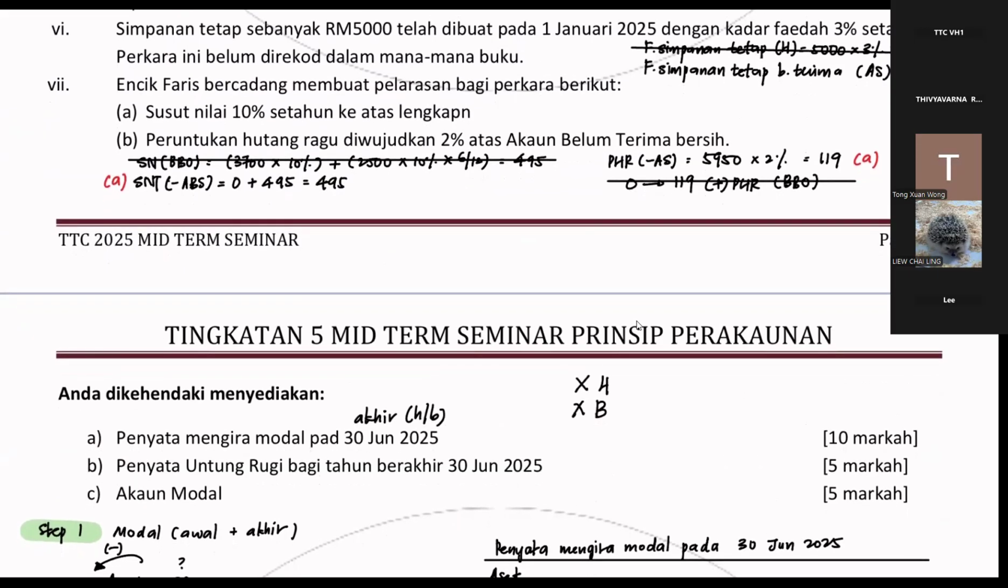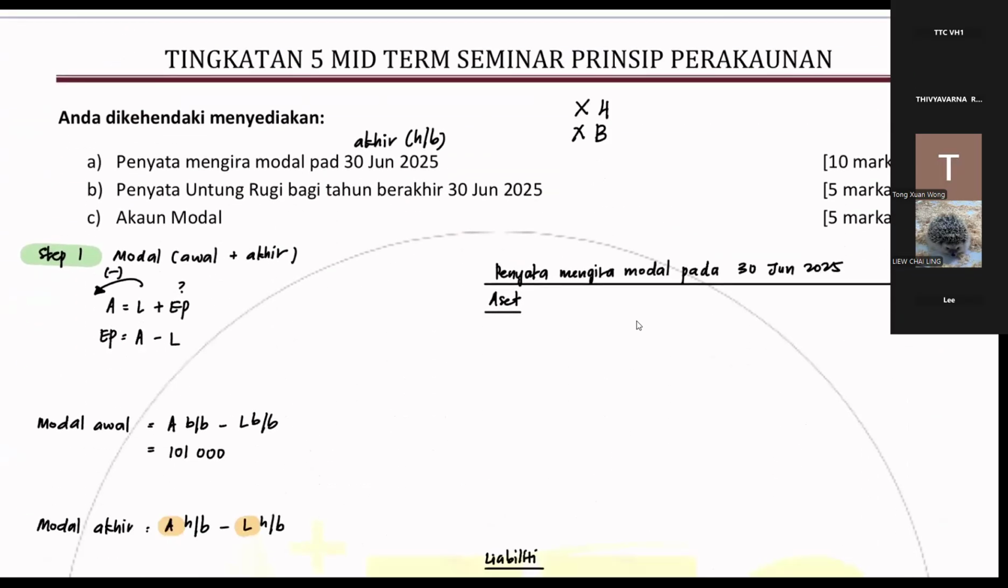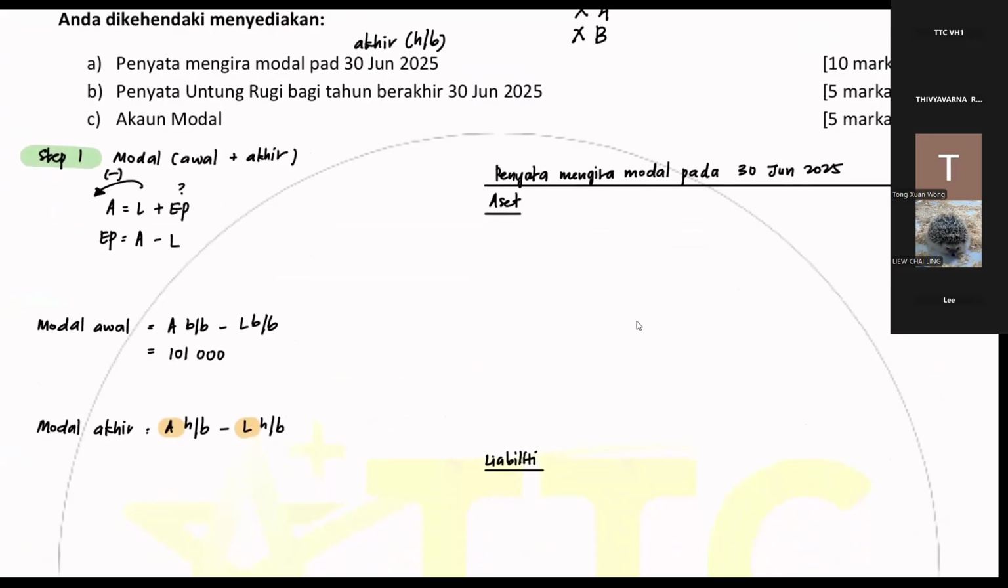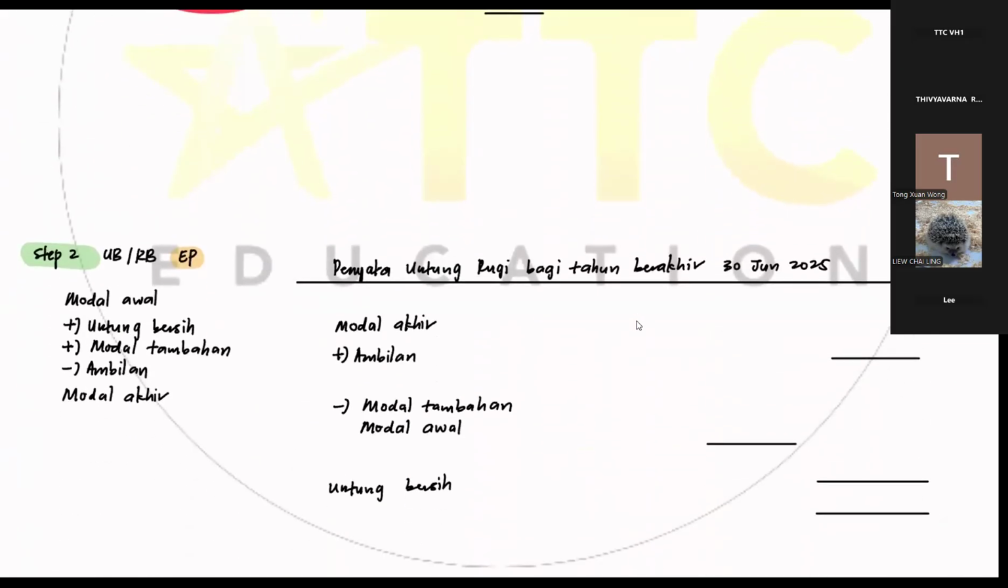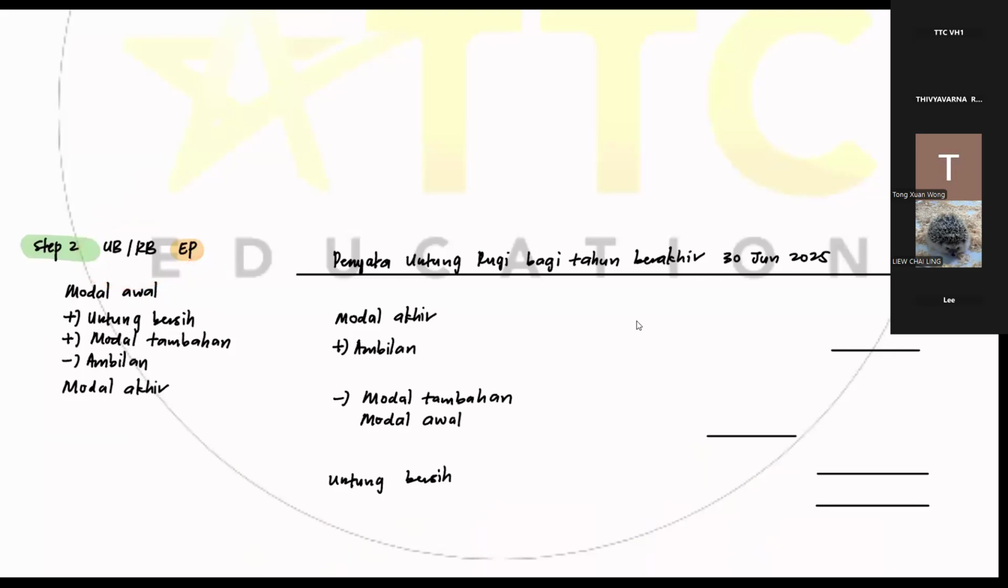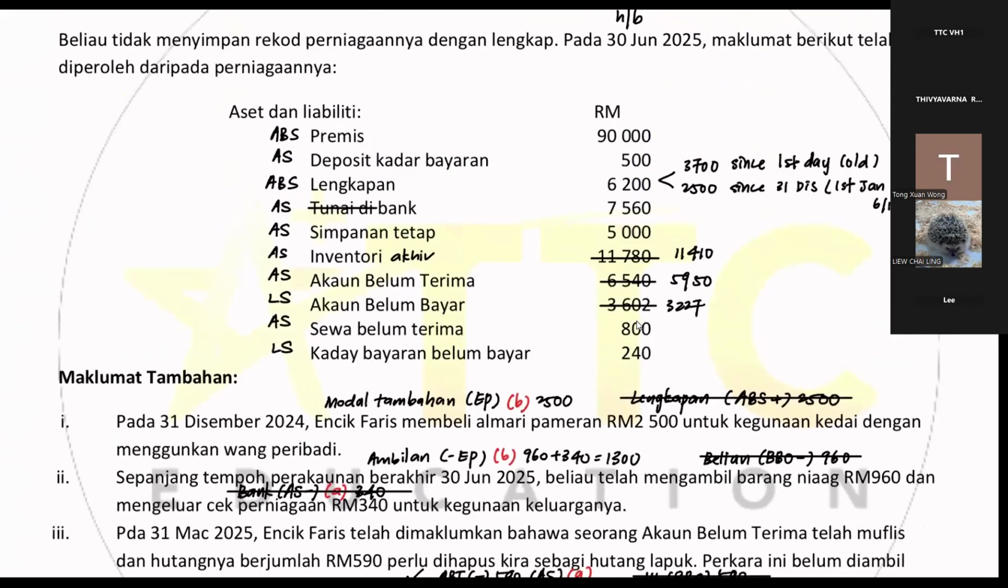Okay, now everything is done. Everything is analyzed. So let us check what are we going to record in our answer. Pernyataan mengira modal akhir and also to get your untung rugi bersih. It seems like a lot of information, right? But no worry, because we have figured out everything, whether it's for part A or part B. Now go back to the list first. Okay.